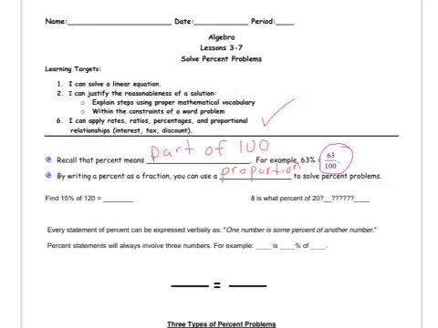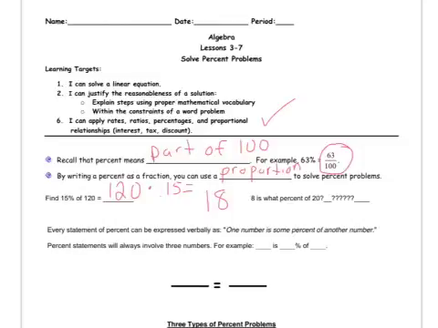Okay, a lot of us would probably think to multiply 120 by 0.15. Okay, so if I did that, I can just take 120 times 0.15, and I get that equals 18. So 18 is 15% of 120.